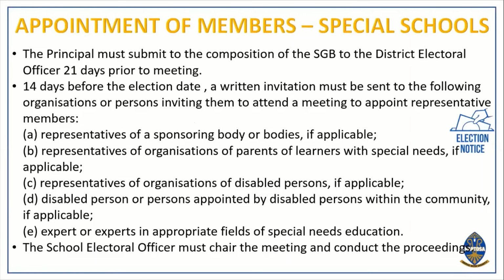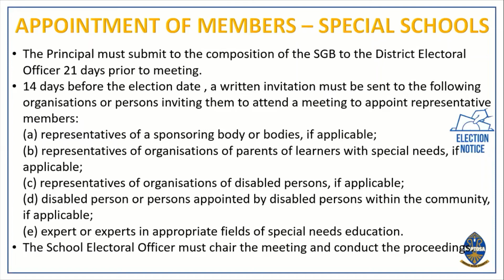Then the principal must submit the composition of the SGB within 21 days. So once they've all been elected, that goes to the district electoral officer, and that goes in writing to them. And now for the special schools. For special schools, 14 days before the elections, you must also send a written invite to the various organizations to attend a meeting to appoint a representative. So remember we said you are allowed a maximum of 5 from outside organizations at a special school. You've got to send them a written invitation 14 days prior to that meeting, okay?